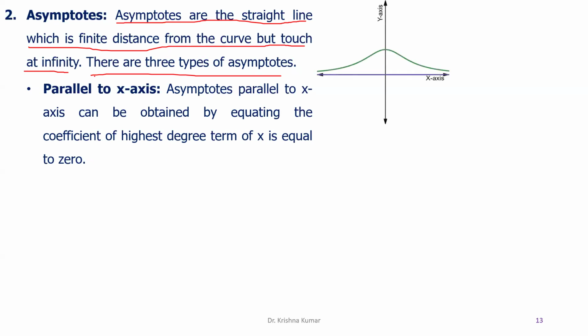Now, here, this line, the x-axis, is an asymptote for the given curve. Why is it an asymptote for the given curve? Because it is at finite distance. Let us see, suppose the distance of this is a. It is at finite distance from the given curve, but it touches at infinity. So such a type of straight line, here the x-axis, is called an asymptote.